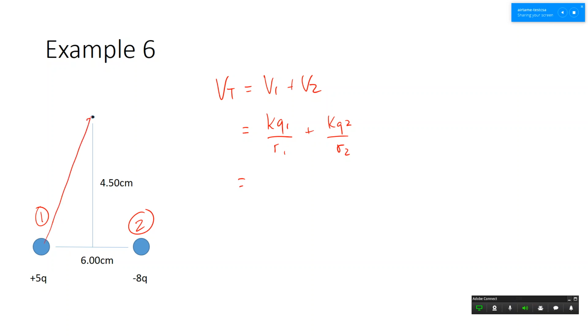How do I find R? This is R. How do I find that distance R? Yeah, you just use Python. So R in this case is going to be equal to 3 squared plus 4.5 squared, all that square root. Now I have 5q divided by the square root of 3.0 squared plus 4.5 squared.